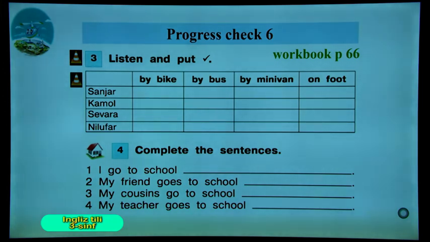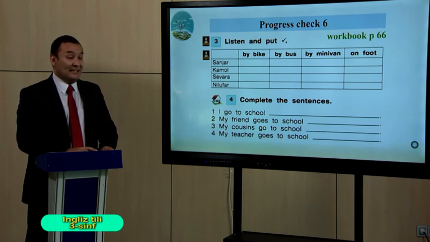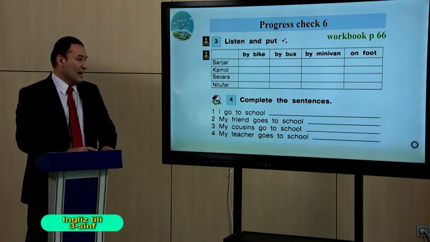So, the next task is you have to complete the sentences. There are 4 sentences. You have to finish them. Aziz o'quvchilar, mana bu topshirig'imizda siz gaplarni tugatishingiz kerak. For example, I go to school. Masalan, men maktabga boraman. How? Qanday? When? Qachon? Savollariga javob berishingiz mumkin.